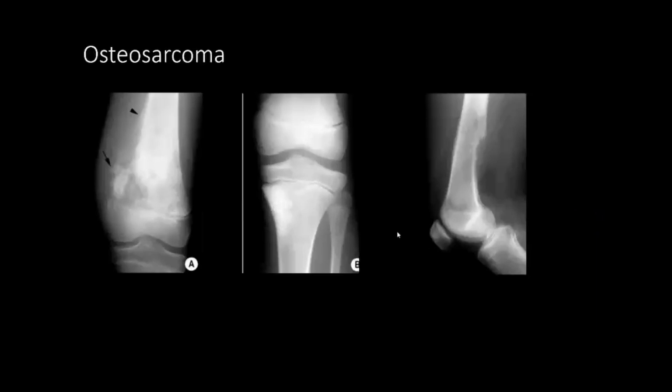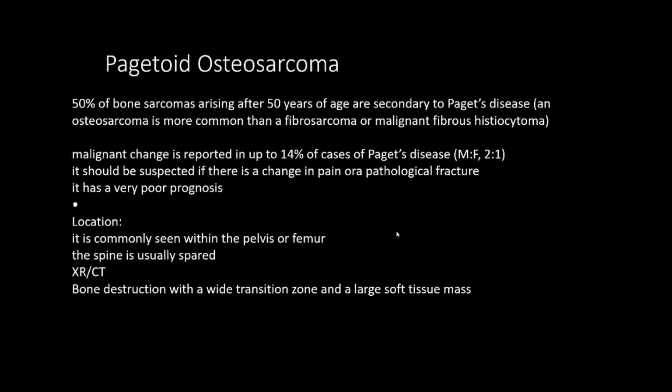osteosarcoma. These are other examples: Pagetoid osteosarcoma. 50% of bone sarcoma arising after 50 years of age are secondary to Paget disease. And osteosarcoma is more common than fibrosarcoma or malignant fibrous histiocytoma. Malignant change is reported in up to 14% of cases of Paget disease, which is not a low percentage, male more than female. Okay, the location is commonly within the pelvis or femur, which is the target of Paget disease. Paget disease is the target. The first target is the iliac bone.